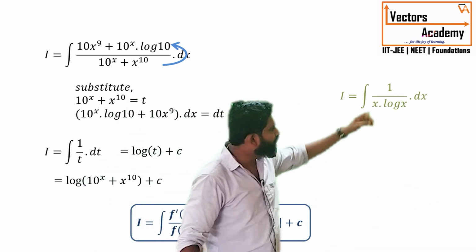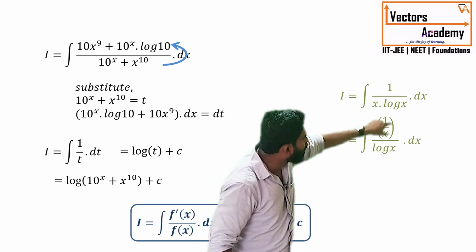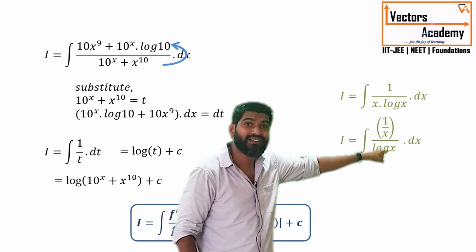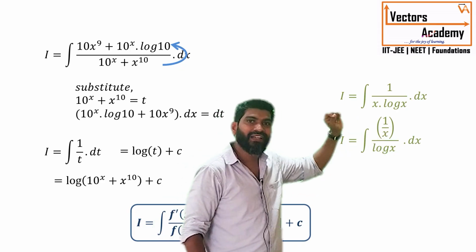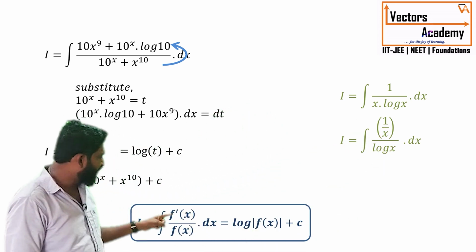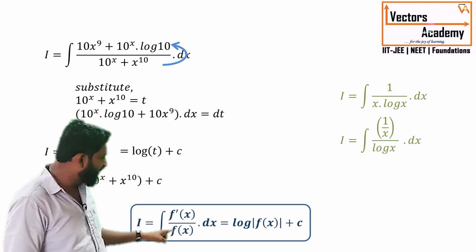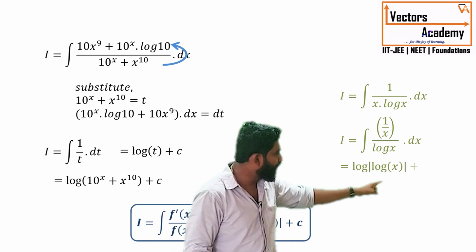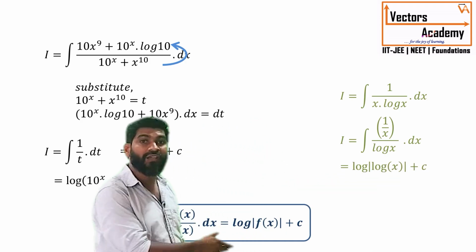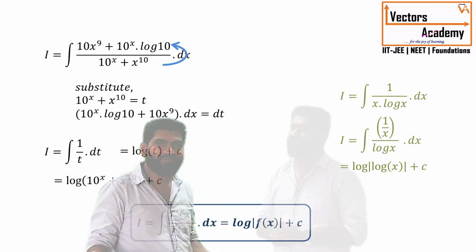We have integration of 1 by x into log x. Now this 1 by x can be taken in the numerator. Here you can see the derivative of log x is 1 by x, which is present in the numerator. So the answer can directly be found by this formula. If the derivative of the denominator is present in the numerator, the answer should be log of the denominator. So the answer should be log of log x plus c. So it's quite easy to use this formula if we know the derivative of the denominator is present in the numerator.